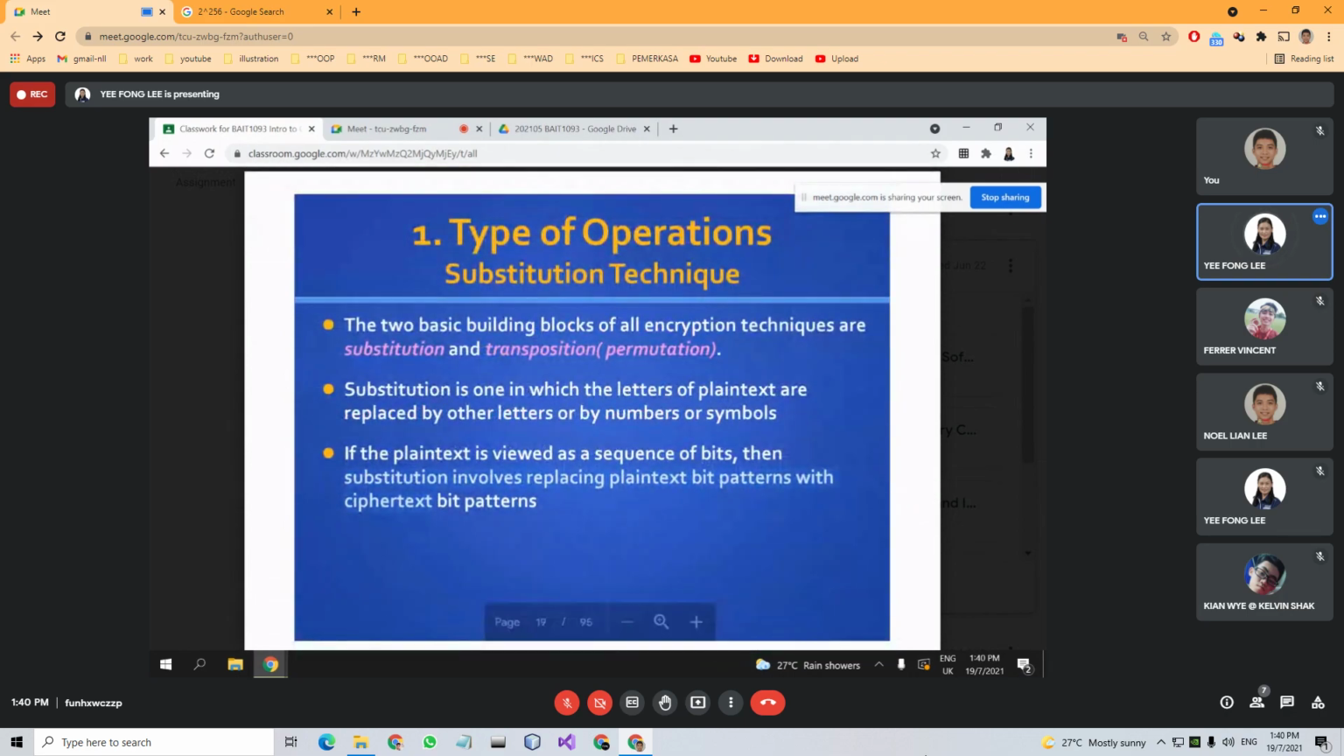So next one, we look at substitution techniques. 2 basic building blocks of all encryption techniques: substitution and transposition, or sometimes they call it permutation. Both are the same. Substitution is one in which the letters of the plain text are replaced by other letters. Okay, this one you understand. After that, if the plain text is viewed as a sequence of bits, then substitution involves replacement of plain text bit patterns with ciphertext bit patterns.